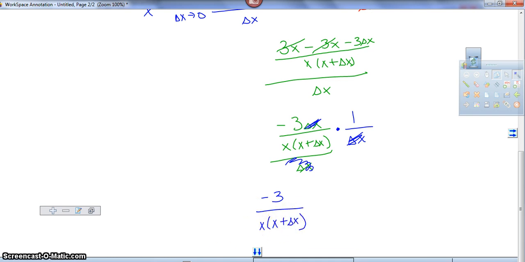And remember, I always forget my limit, so I got to write it back in. The limit as delta x approaches 0. So now you have to plug in 0. So plug this 0 in here. So negative 3 over x times x plus 0, which is just negative 3 over x squared.